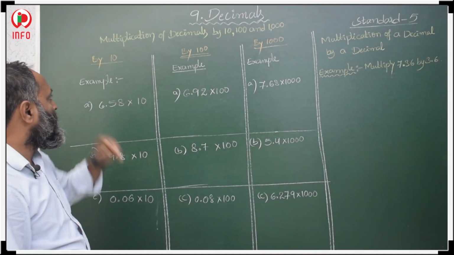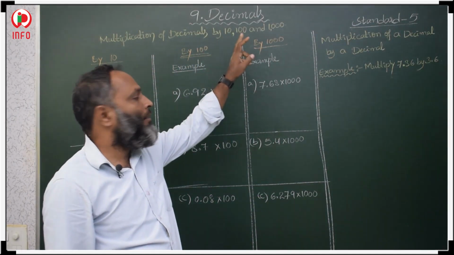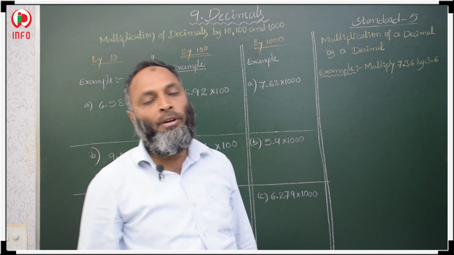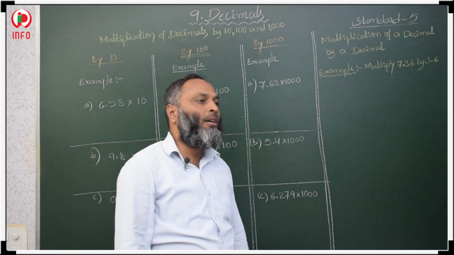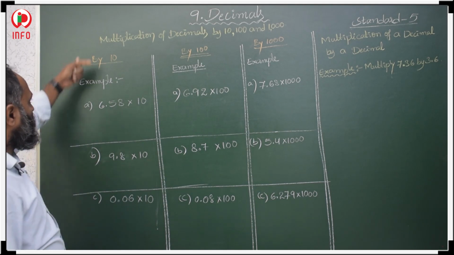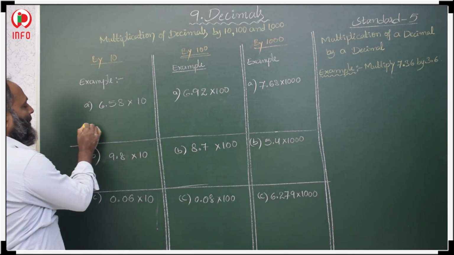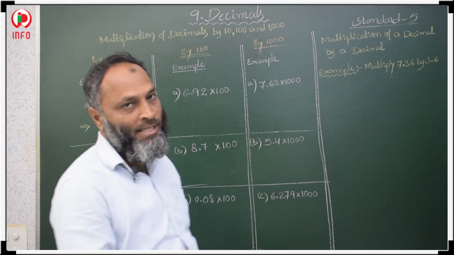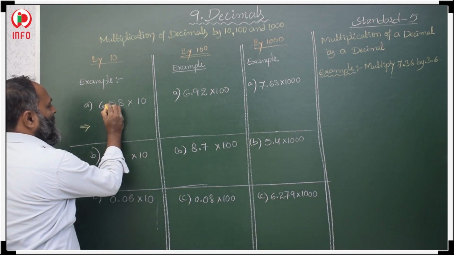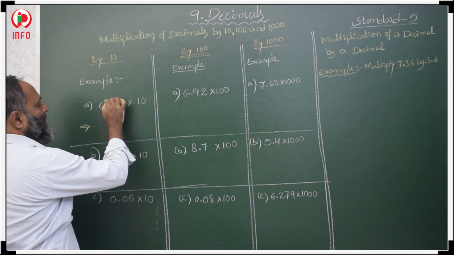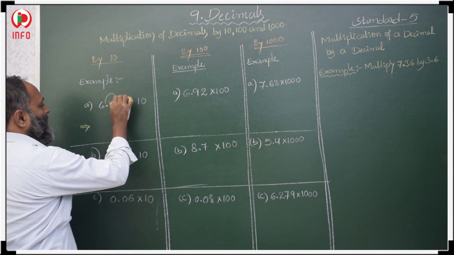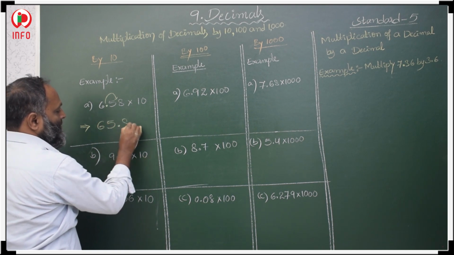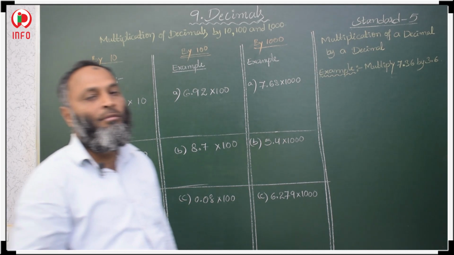Now students see next concept, multiplication of decimals by 10, 100 and 1000. When we multiply with 10, with 100, then with 1000, then how will the product come? See here, first multiply with 10. Whenever we multiply with 10, the decimal point moves one place to the right side. Here we have a decimal point. If we multiply with 10, the decimal point will come after 5, after one place, that is 65.8. It will move after one digit.